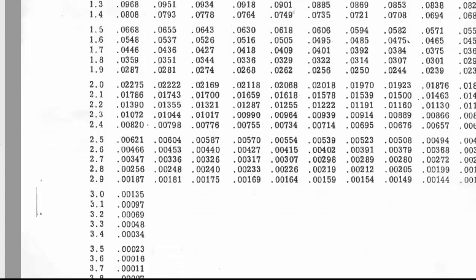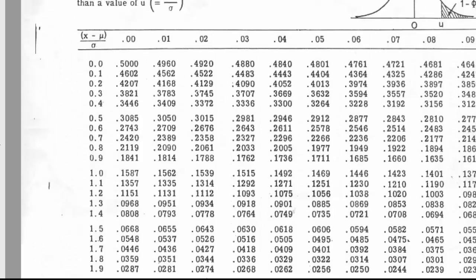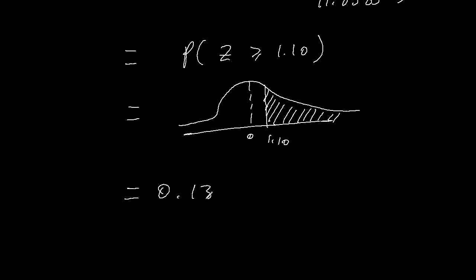I just need to look for 1.1 within the standard normal table in order to find the answer. So this is the standard normal table, and I just need to look for 1.1 within it, and I'll get the answer. So 1.1, which is here, is 0.1357, and that's the answer for this question. 0.1357 or 13.57%. That's the probability of P(X > 200).